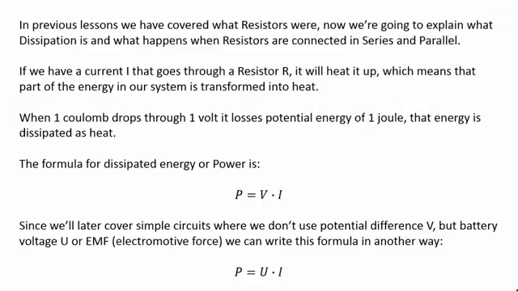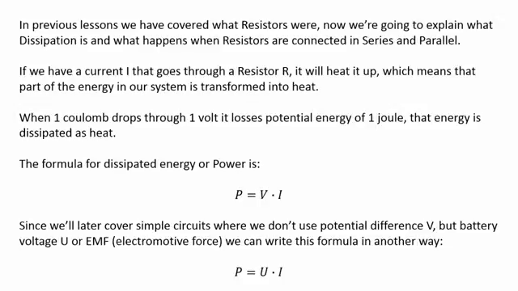We have already mentioned that if we have a current I that goes through a resistor R, it will heat it up, which means that part of the energy in our system is transformed into heat. It would be more accurate to say when 1 coulomb drops through 1 volt, it loses potential energy of 1 joule. That energy is dissipated as heat.